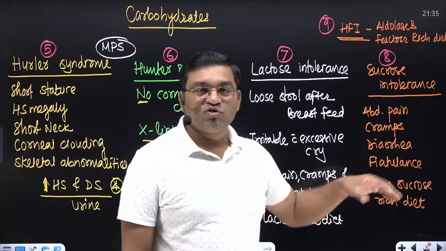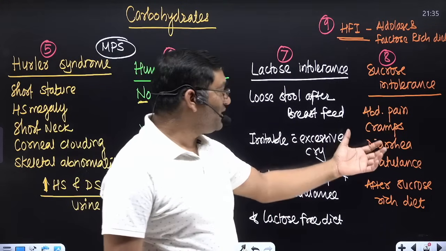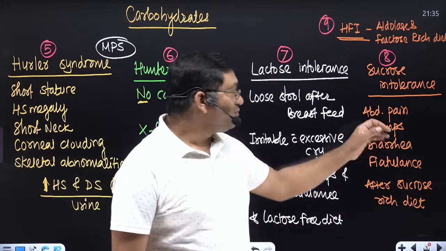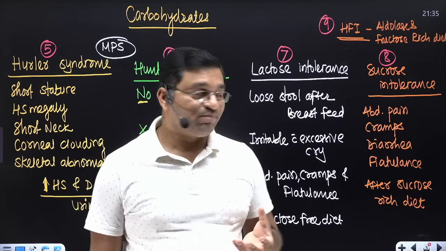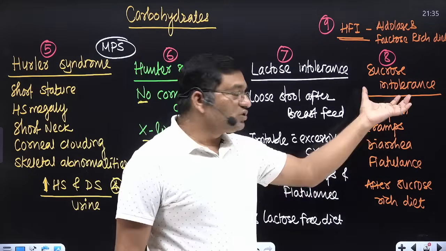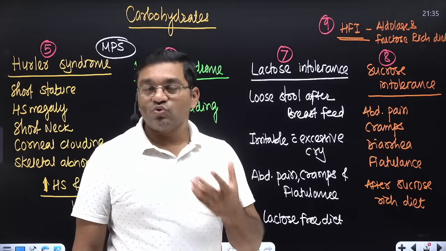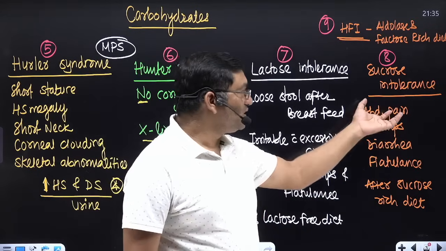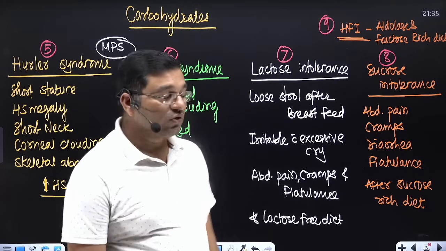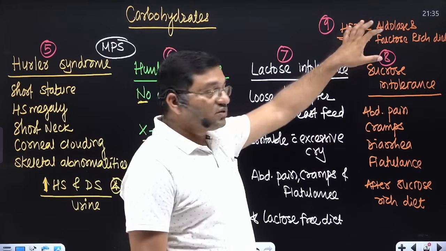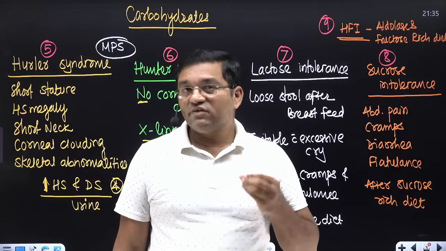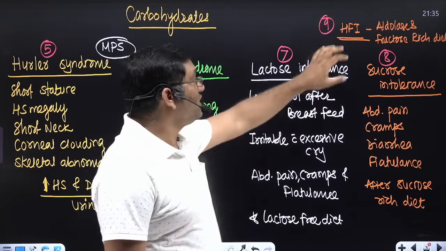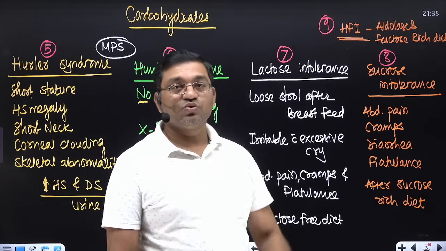Similar symptoms: abdominal pain, cramps, diarrhea, flatulence after a sucrose rich diet, which is particularly present in fruit and sugarcane. If this diet is given, these symptoms get aggravated. That is sucrose intolerance. It is particularly seen in adults. And the same symptoms are there in hereditary fructose intolerance when we take a fructose rich diet, but additionally it is more severe as compared to the sucrose intolerance.